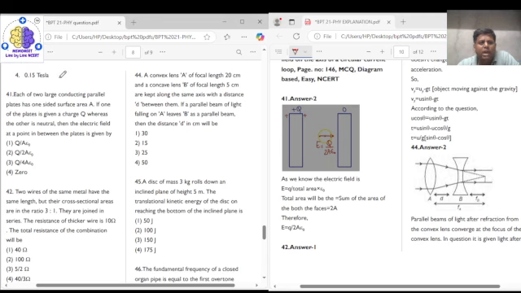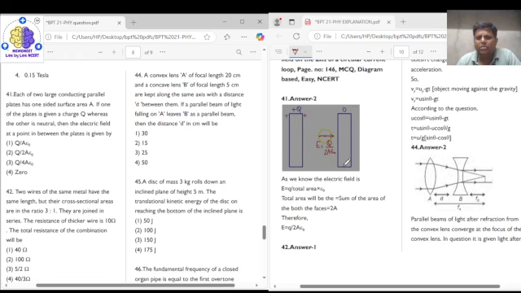Each of the two large conducting parallel plates has one-sided surface area A. If one of the plates is given a charge Q, whereas the other is neutral, then the electric field at a point in between the plates is given by. See, when a positively charged plate is brought close to another similar identical plate, then because of the induction, what will happen?